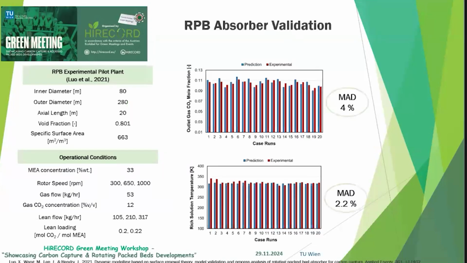Of course, we have validated our model based on published data from Newcastle University. We can see here that we have a mean absolute deviation of 4% for the output gas CO2 mole fraction. We tested 20 different case runs, and we can see that the model exhibits very good results in comparing experimental with predictive results. And we also assessed rich solution temperature with a deviation of 2.2%, which is quite close to the experiment.